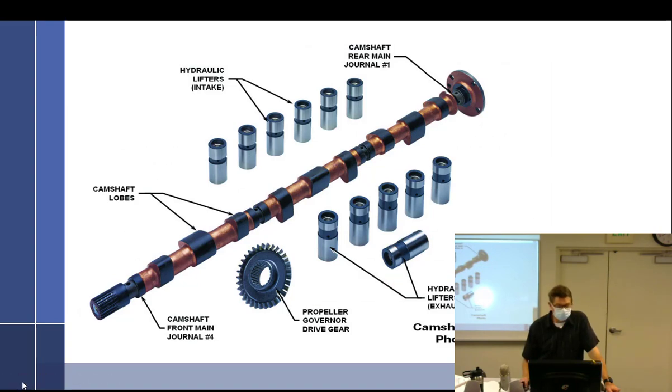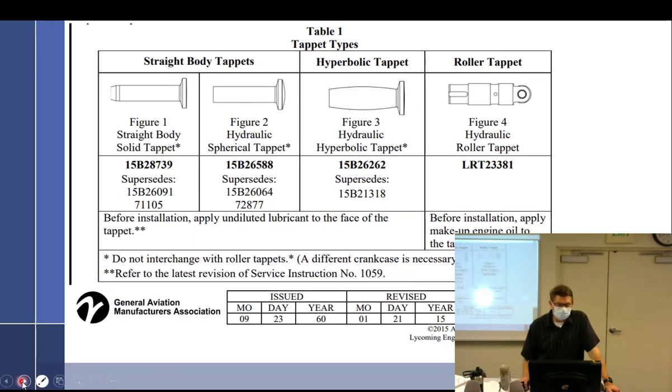Next picture. Oh, yeah, there are different types. Had the straight body, the spherical, notice the spherical, the hyperbolic, the fat boy, and now the hydraulic roller tappet. Do you see the hyperbolic a lot? Looks like it wouldn't work. It's not obvious like that. When you pick it up and look at it, you have to measure it. Yeah, it's not that obvious.